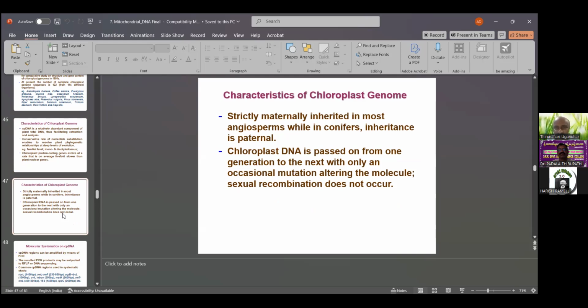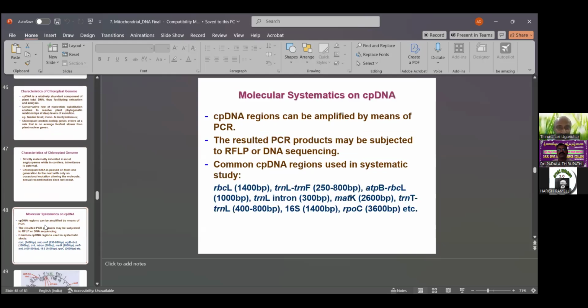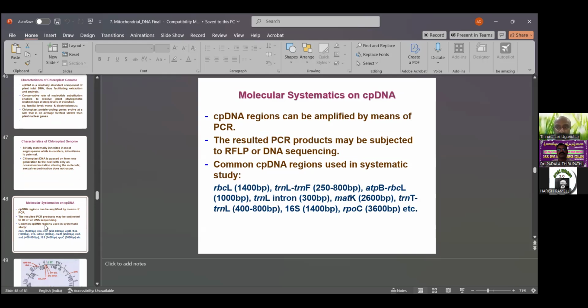The characters are strictly maternally inherited in most angiosperms, maternally and not paternally. In coniferous plants, that is gymnosperms, inheritance is paternal. Chloroplast DNA is passed from one generation to the next with only occasional mutations altering the molecules. Sexual recombination does not occur. This is one kind of molecular system of the cpDNA.